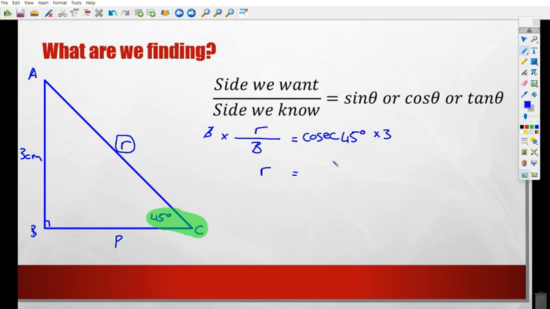Alright, so I need to first get this as a fraction. So I can say 1 over sine of 45. Very good. And I'm going to multiply outside of that fraction, multiply by 3. Alright, and what is 1 over sine of 45, multiply by 3? Good, okay, so it's 4,24 centimeters.